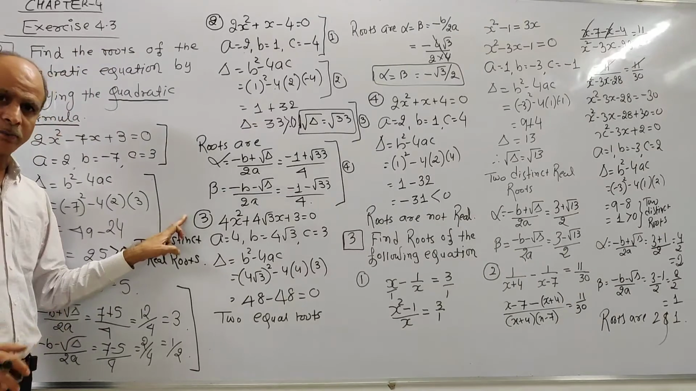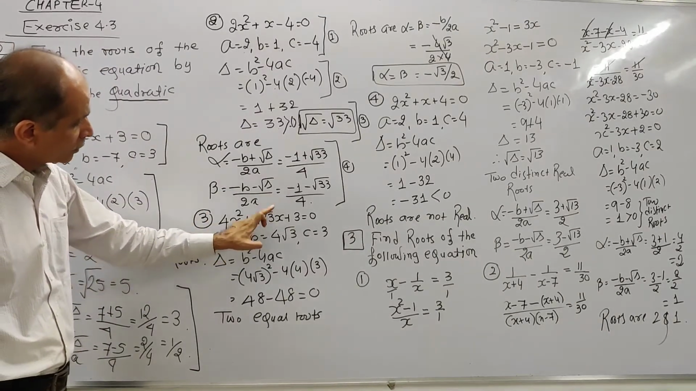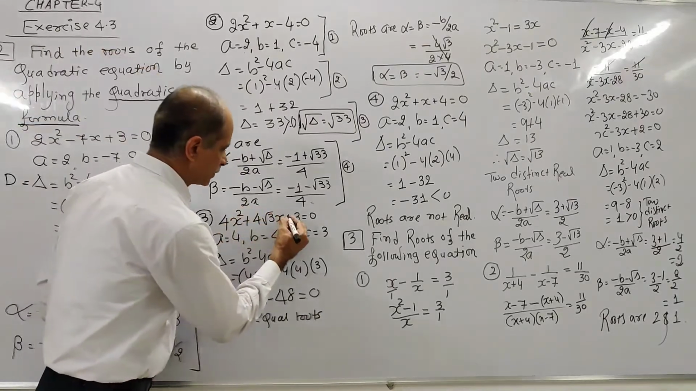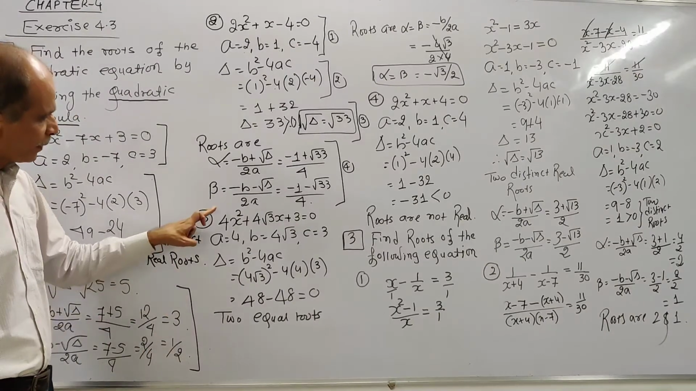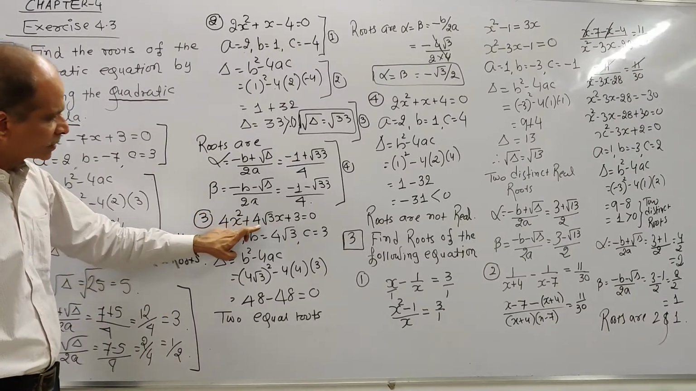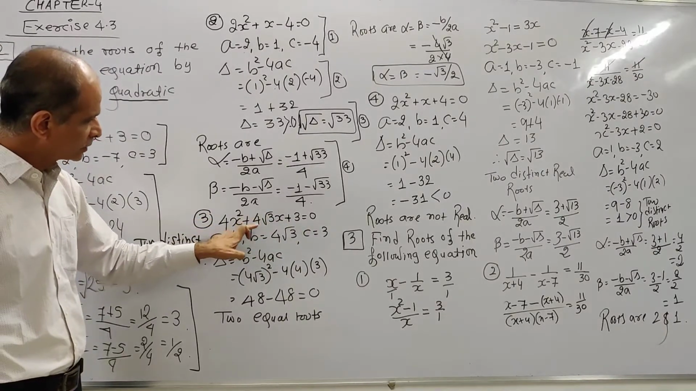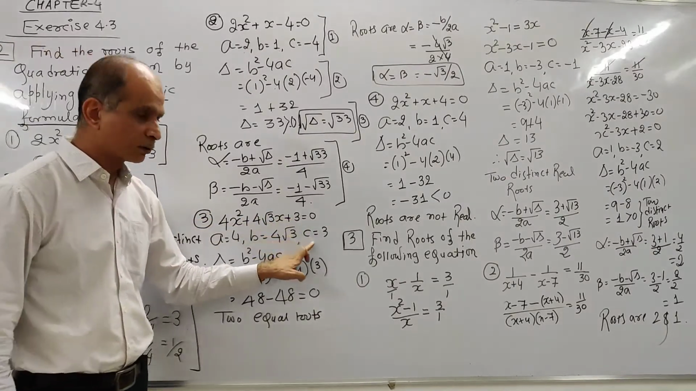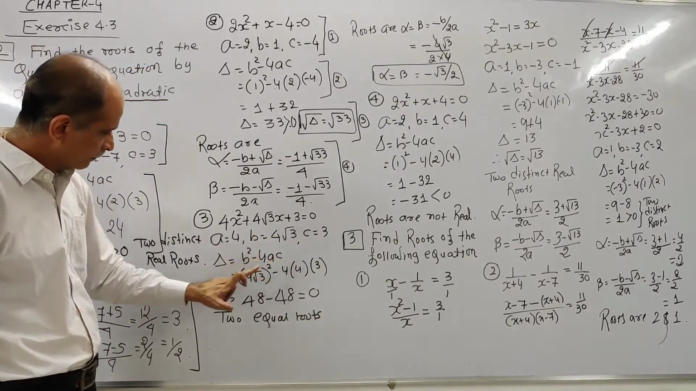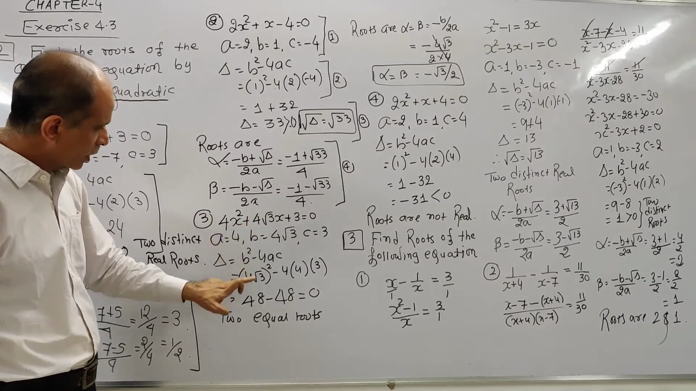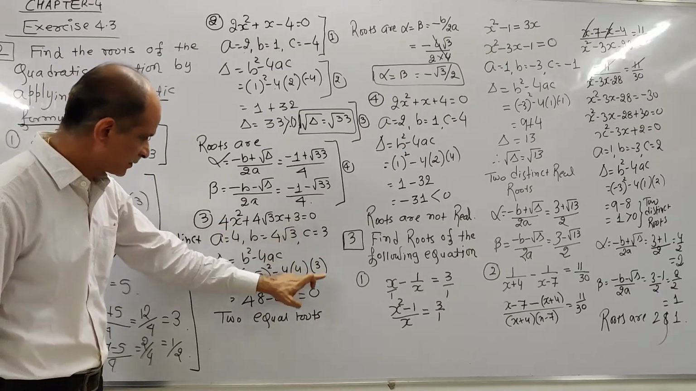Well, now example number 3. 4x square plus 4 under root 3 x plus 3 is equal to 0. If we compare this equation with ax square plus bx plus c is equal to 0, a is equal to 4, b is equal to 4 root 3 and c is equal to 3. So delta is equal to b square minus 4ac. b means 4 under root 3 whole square minus 4 into a means 4 and c means 3.